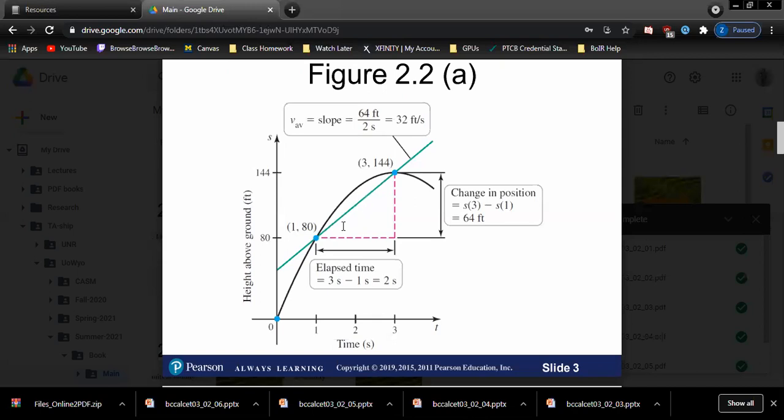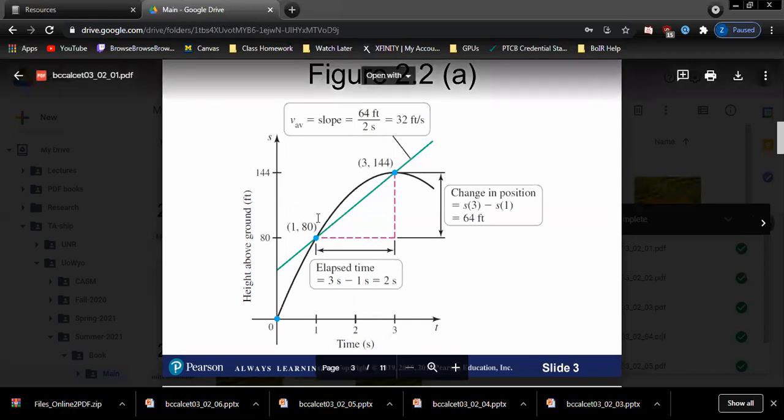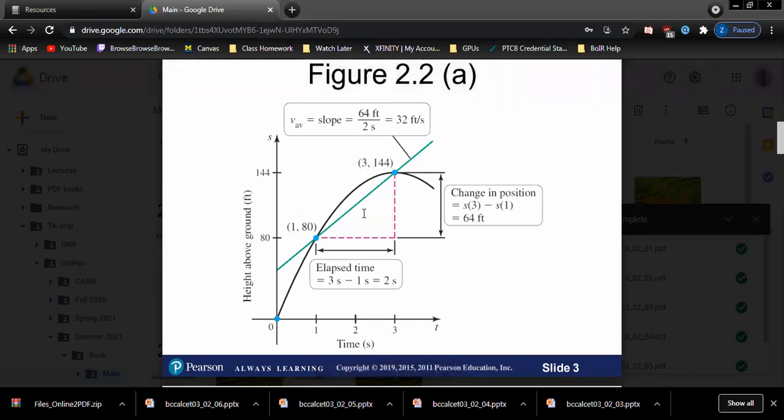So for example, in this graph, you can see we have 80 and 144, right? That means the t value is 1 and the corresponding functional value of s is 80. And for the next one, the t value is 3 and the corresponding functional value is 144. So we already have two points. And now we can use this to find the slope, which will in future help us to find how much the change in t will bring changes into s, right?